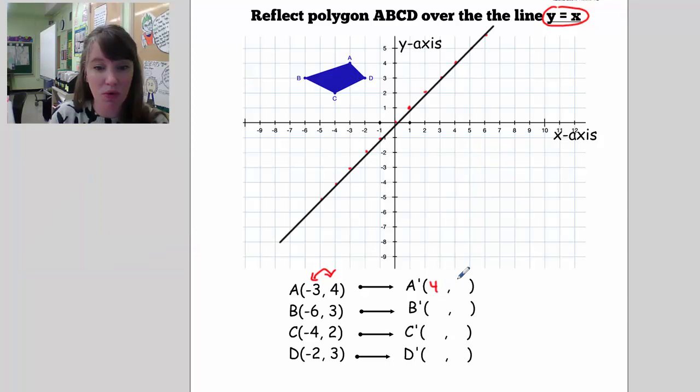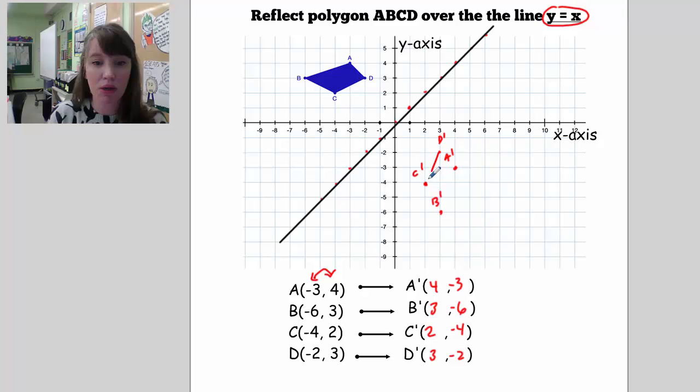So this becomes 4, -3. This becomes 3, -6. This becomes 2, -4. And this becomes 3, -2. So let's plot these points. 4, -3 would be here, and that's our A prime. 3, -6 would be here, that's our B prime. 2, -4. And that is our C prime, and D prime is 3, -2.